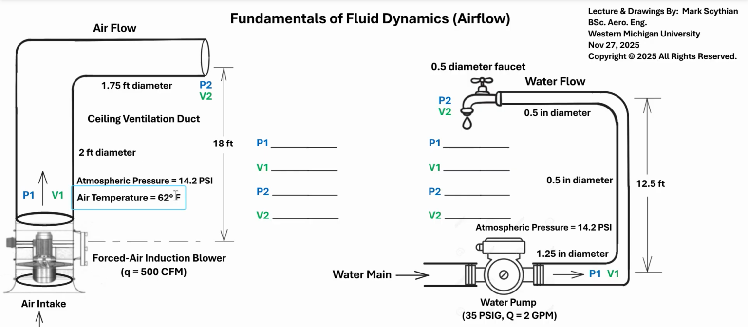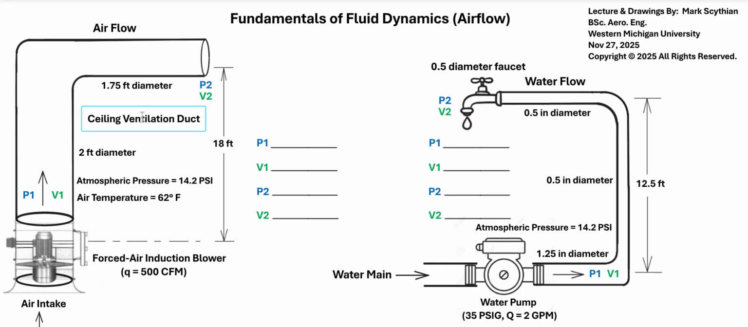62 degrees Fahrenheit. So it's discharging forced air above atmospheric pressure across a 2-foot diameter circular duct, which then tapers down to a 1.75 foot diameter circular duct and then out the outlet nozzle.